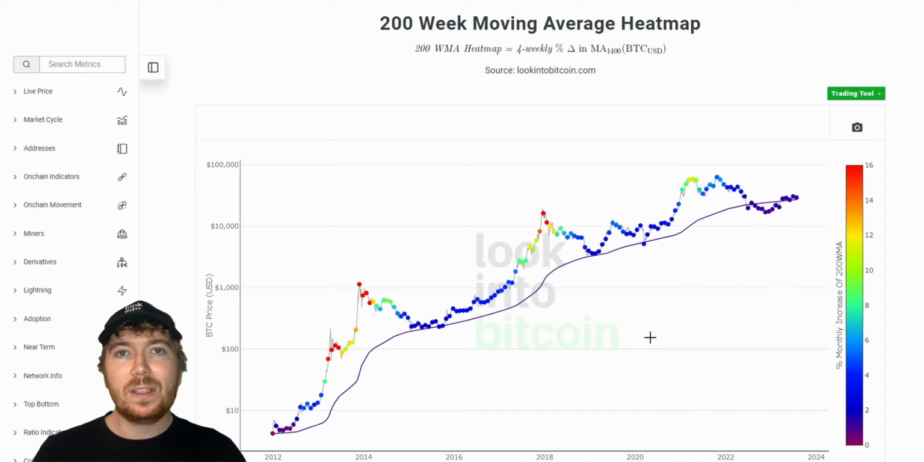So if we do reach this 200 weekly moving average, it may not be a bad place to start dollar cost averaging into your positions if we were to have a volatile move to the downside. But what about if we were to have a move to the upside?